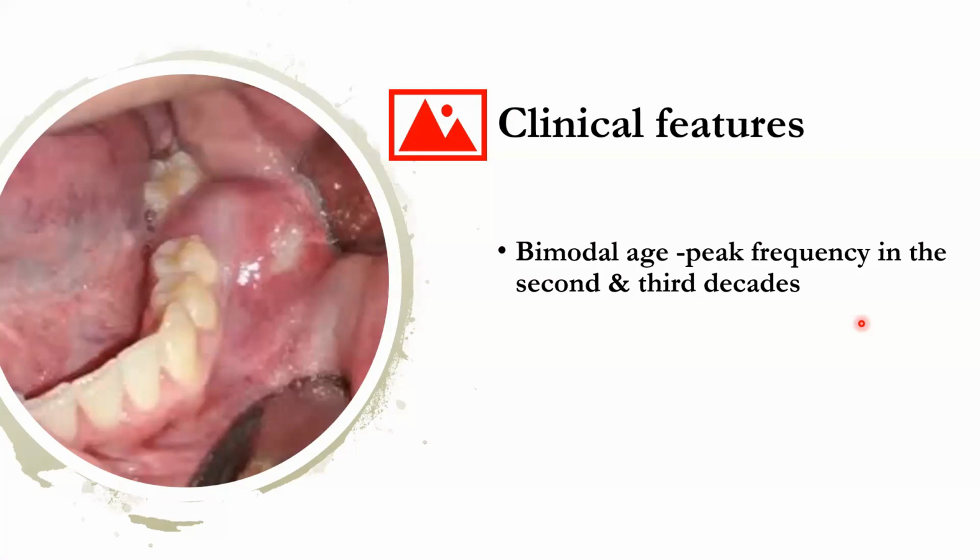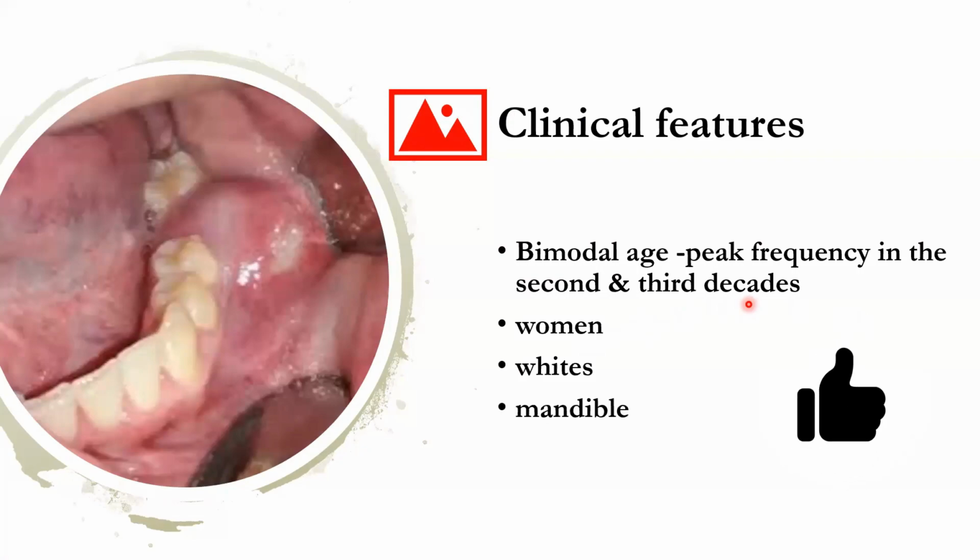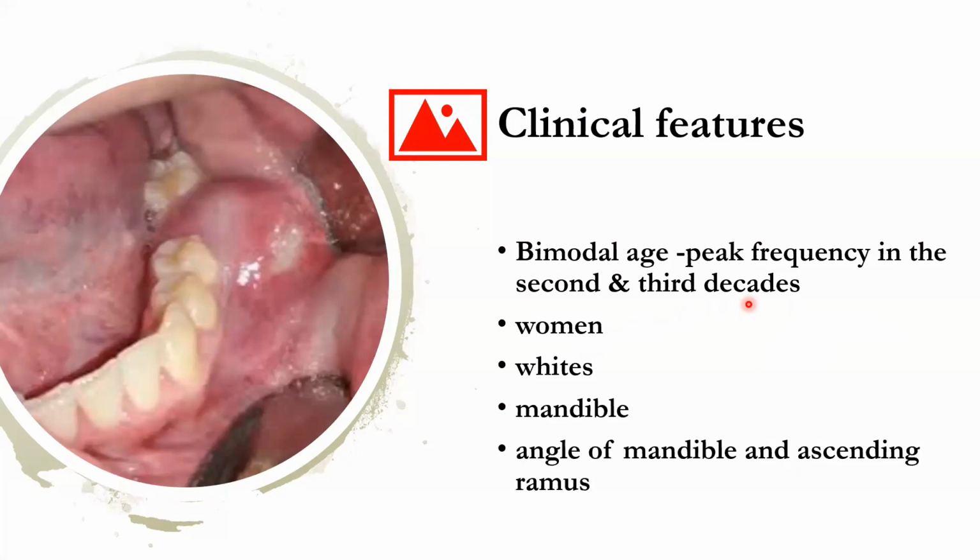Coming to the clinical features, it shows a bimodal occurrence, and the peak frequency is seen both in second and third decade of life. Women are most commonly affected, and whites are most commonly affected. Mandible is more commonly affected than the maxilla, and angle of the mandible and ascending ramus are what are commonly affected. Even in this image, you can see that it is situated in the posterior mandible.